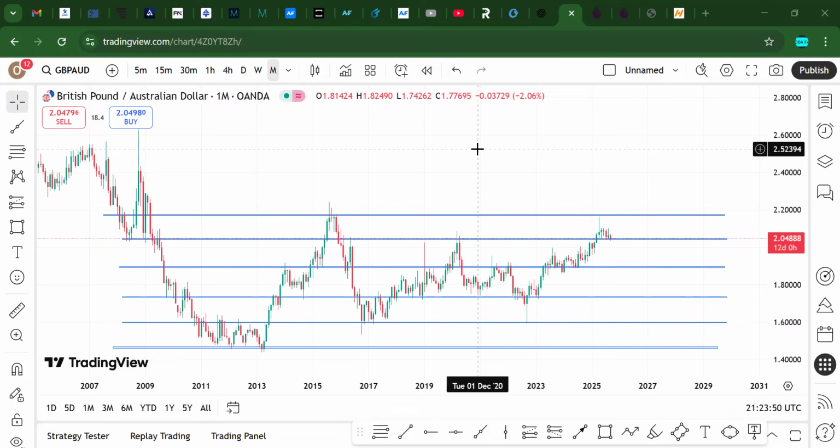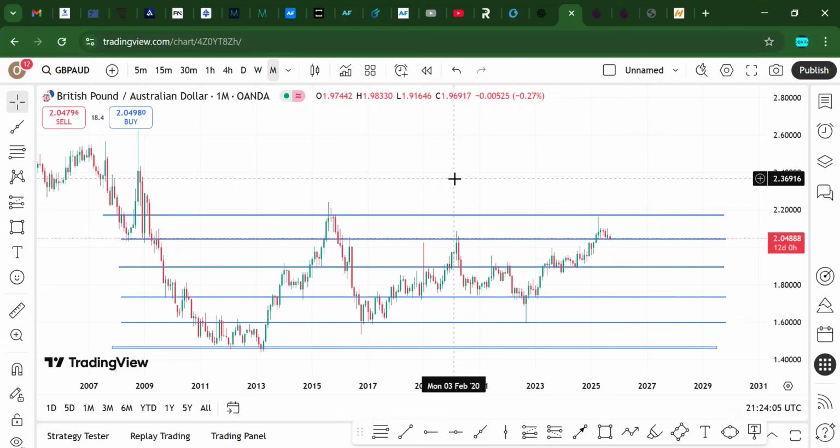And today we're going to be looking at a Forex currency pair, GBPAUD, which simply stands for the Great British Pound paired against the Australian dollar. So without wasting much time, let's get started.